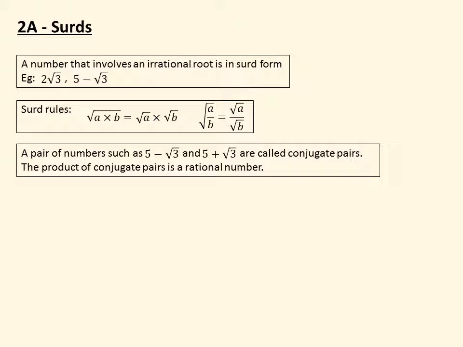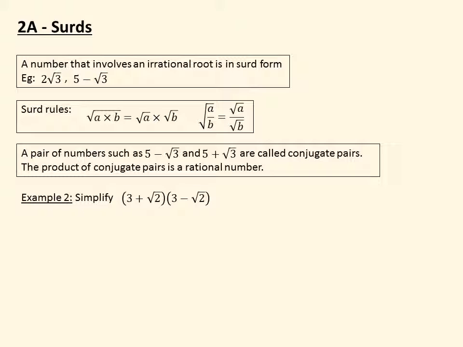If we have a number such as 5 minus root 3 and another one 5 plus root 3, because the sign in front of the root changes, and that's the only difference, these are called conjugate pairs. And these are useful because when you multiply conjugate pairs together, you'll get a rational number. We're going to show this in example 2.